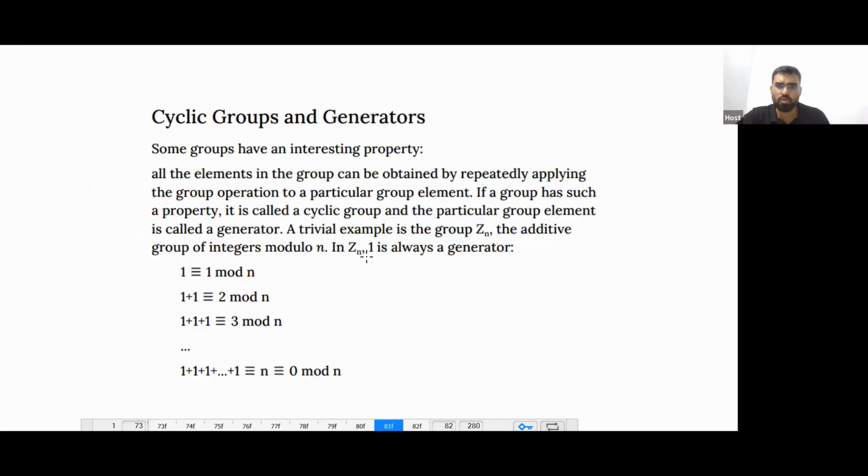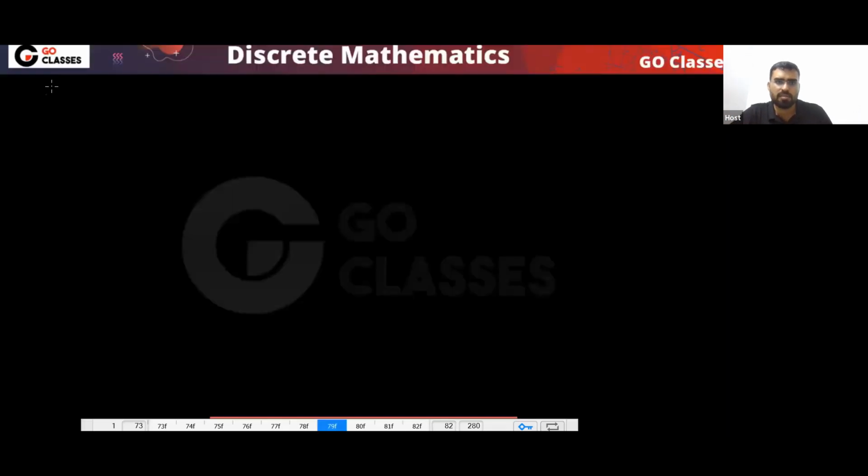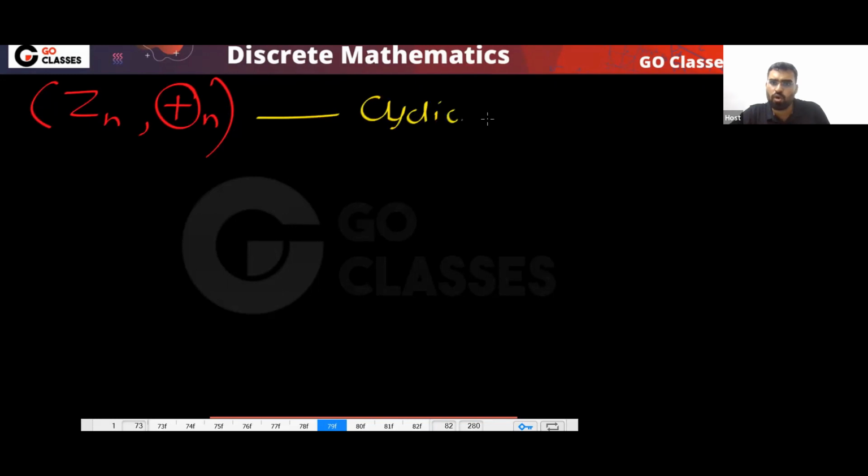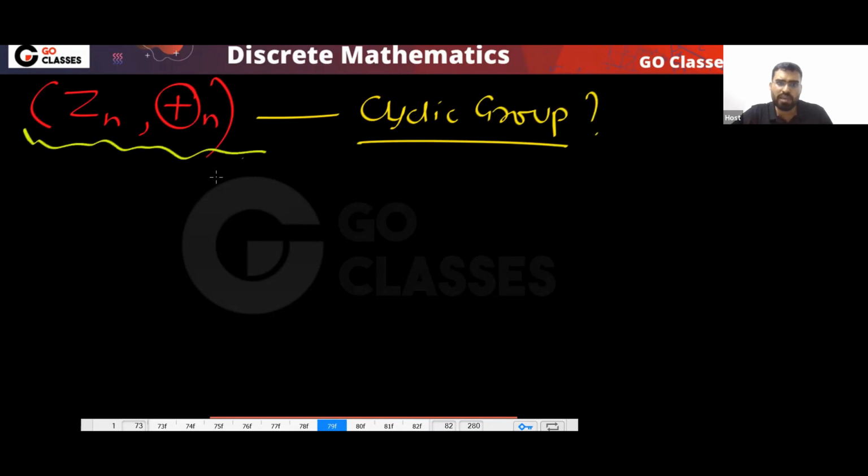For example, this group you notice, this is your Zn. Is this a cyclic group for all n? Can I say this is a cyclic group for all n? Cyclic group means, do we have a generator? Basically, do we have a generator? Is there any generator in this Zn under addition modulo n? Yes, one generator is 1, right?